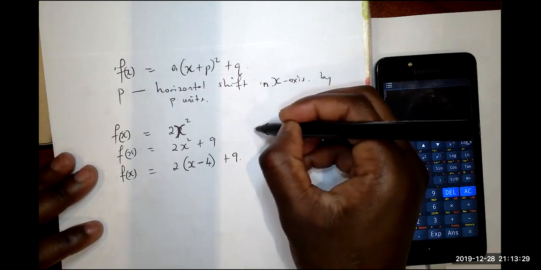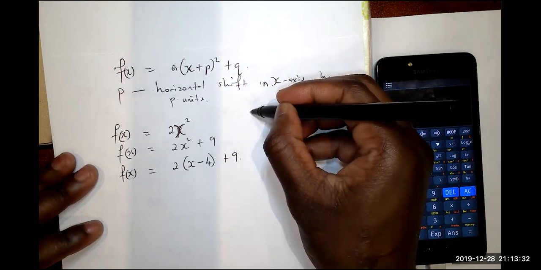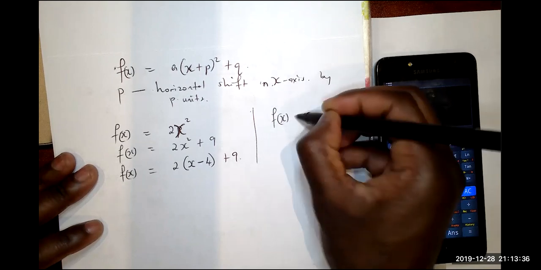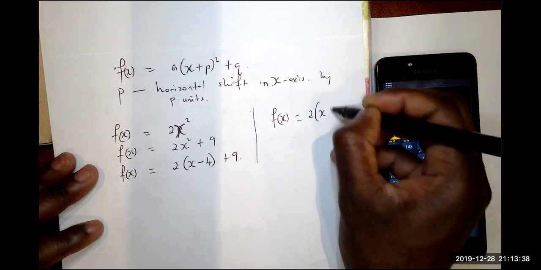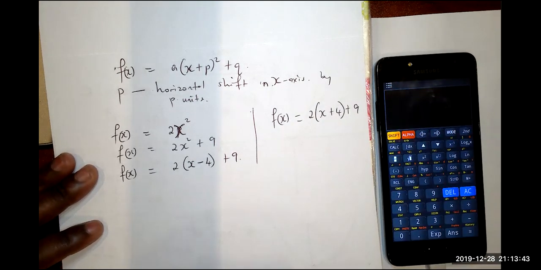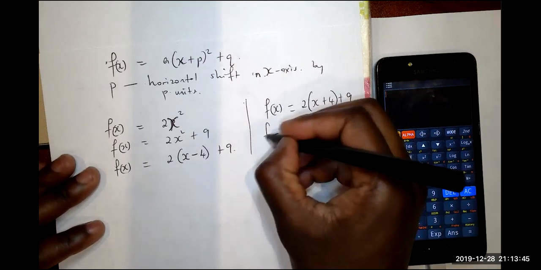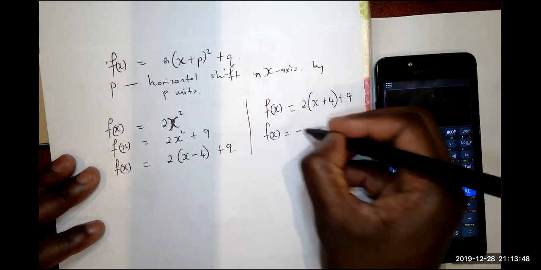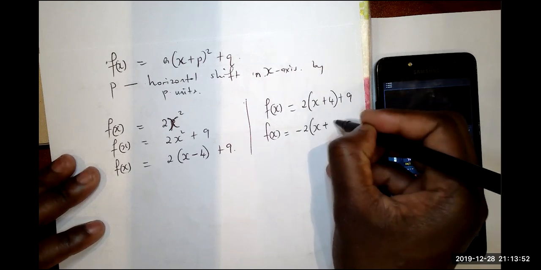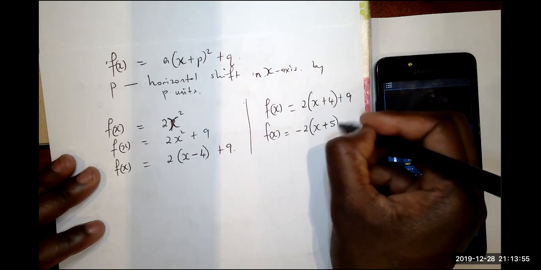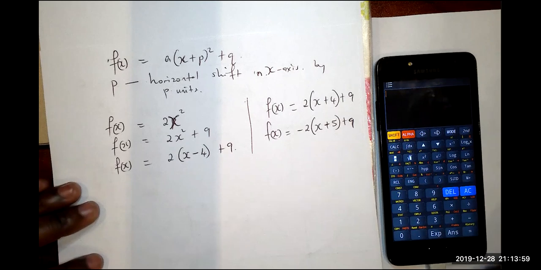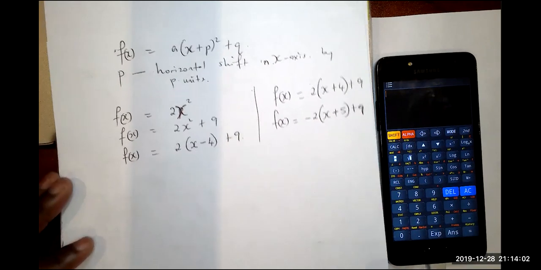After that, we will also want to draw another equation, f of x is equal to 2(x plus 4) plus 9. And also the last one, we would want to do minus 2(x plus 5) plus 9, and just see what's going to happen. Let's see what's going to happen here. I'm not going to use a ruler here, guys.